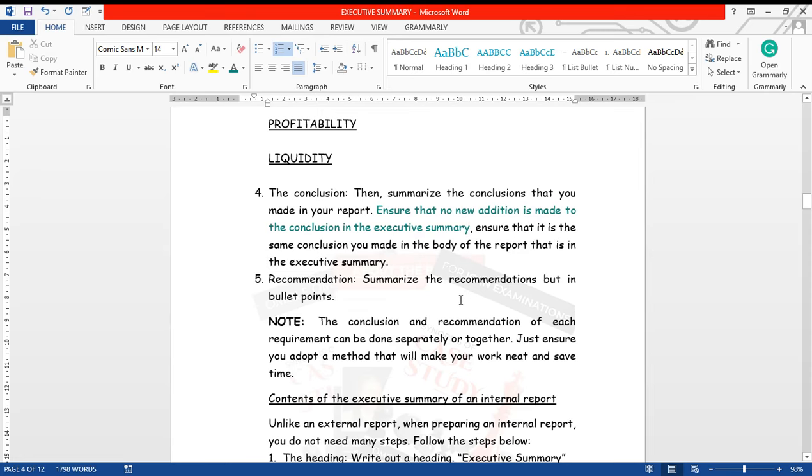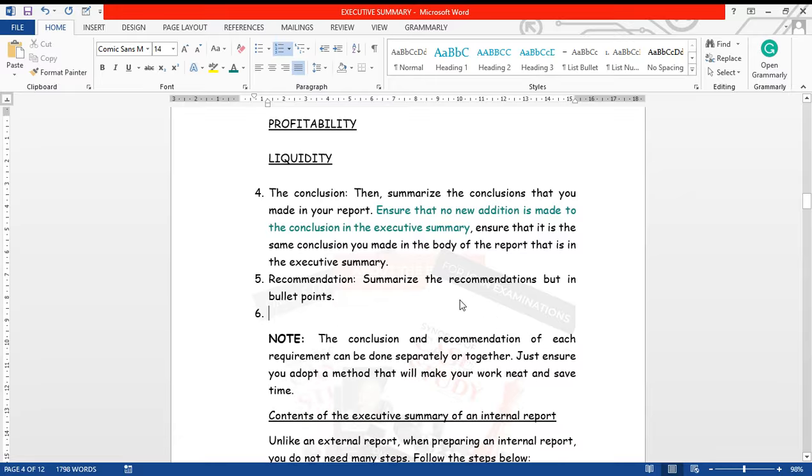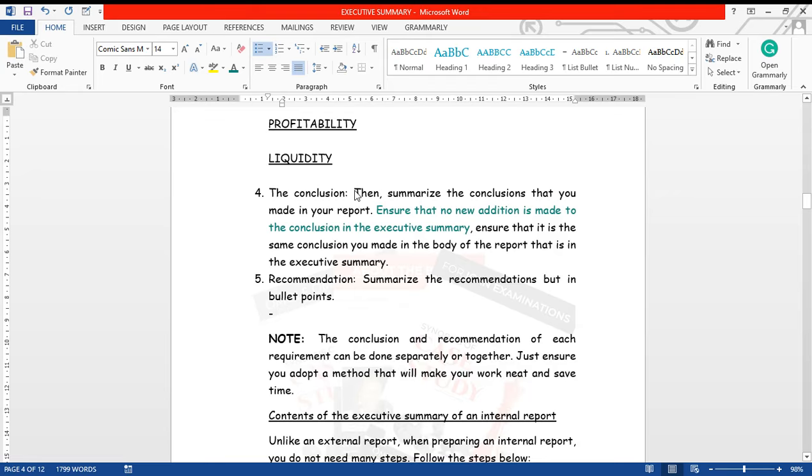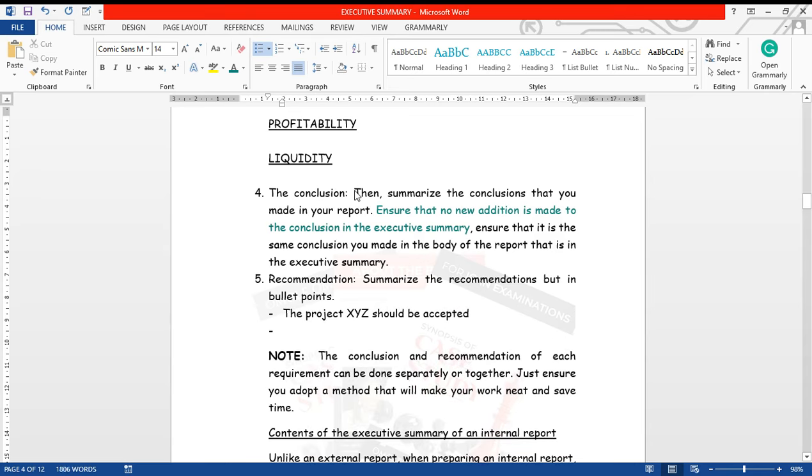Then your recommendation should be summarized as well, but in bullet points. Something like this: you can have a star, or you can have just a dash. You talk about the first one, then talk about the second one. You don't number, just talk about it. Oh, the project XYZ should be accepted. Then go to the next one. Whatever recommendation you have, you put it there as well. So you should summarize in bullet points.